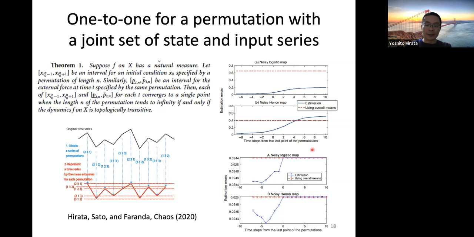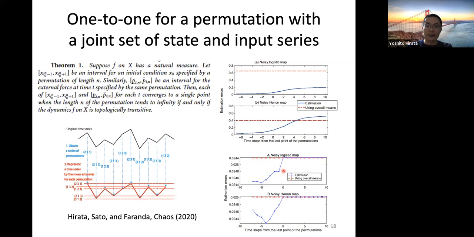For the noisy logistic map, the red dashed line shows the case where we set the mean value of the dynamic noise as an estimate, and the blue line shows the error bars for estimating the value of the dynamic noise at the corresponding relative time. The gain is a little bit small because we use a finite length of the permutation, but we can achieve a better estimate for dynamic noise compared to just using the mean value of the dynamic noise, even though there is no correlation in the dynamic noise input.